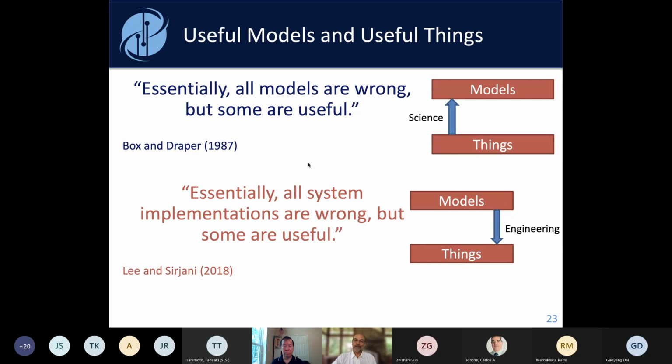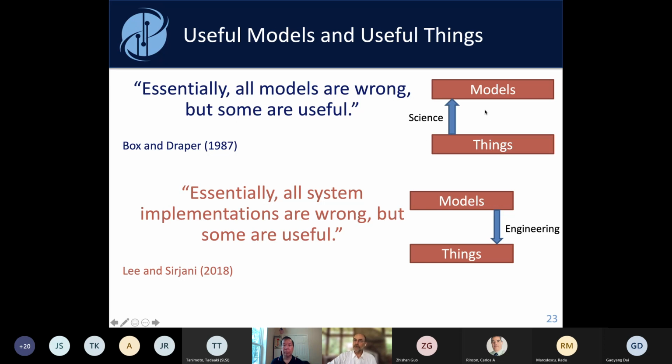Well, essentially all system implementations are wrong, but some are useful. Given a model, every physical piece of silicon that you construct is wrong. It won't do the right thing if it overheats. It won't do the right thing as it ages. Eventually it will fail, okay? The physical implementation is wrong, but if it works well enough for a long enough time, it's useful. These are mirror images about models and things, and this plays very strongly into the concept of determinism.